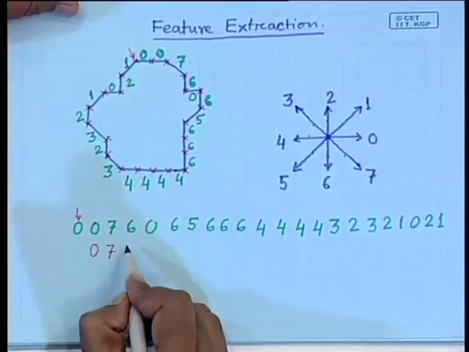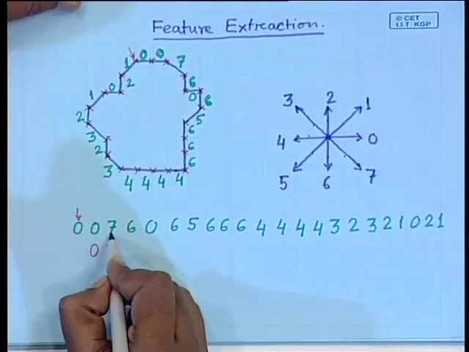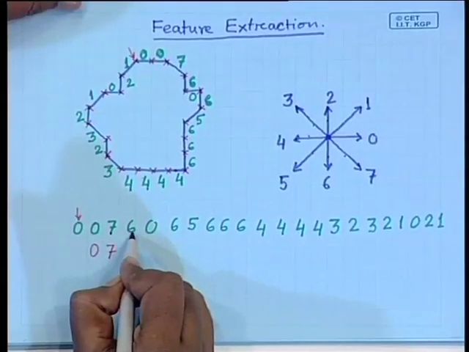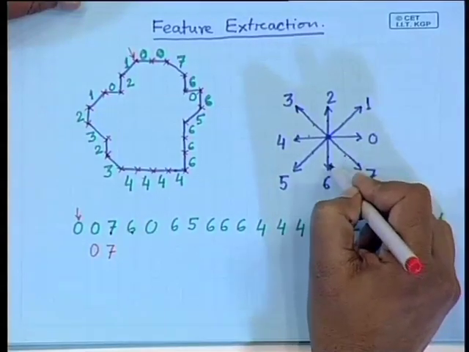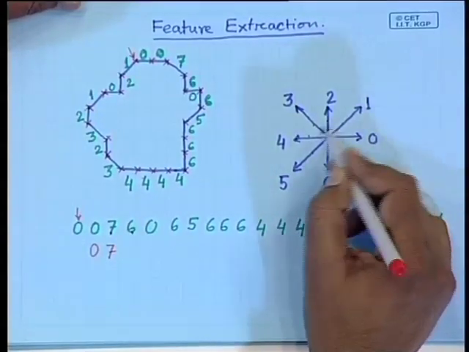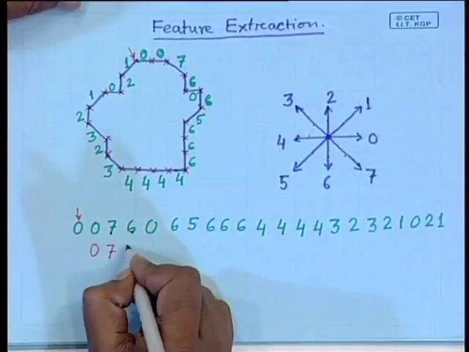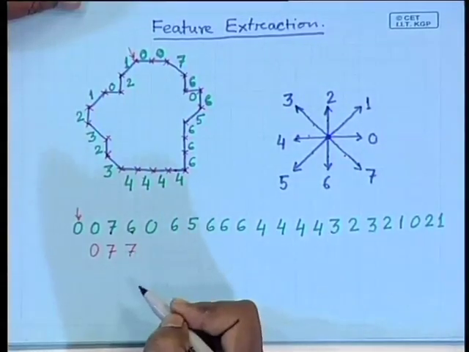To generate the next code, I know that this was 7, the next one is 6. So, how many steps of rotation I have to compute. So, this is 7, this is 6. So, again I have to compute 7 steps of rotation. So, this will also be coded as 7.